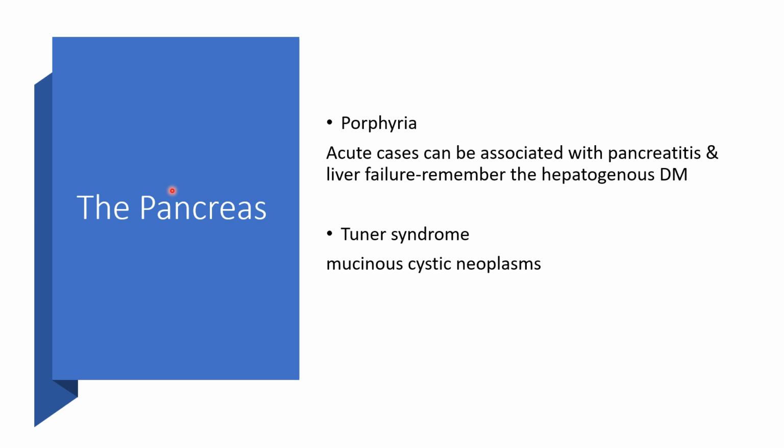Still on possible troubles with the pancreas, it might be porphyria. In acute cases, this may be associated with pancreatitis and liver failure. Remember, hepatogenous diabetes mellitus, right? And in Turner syndrome, they can come down with mucinous cystic neoplasms, affecting the pancreas also.